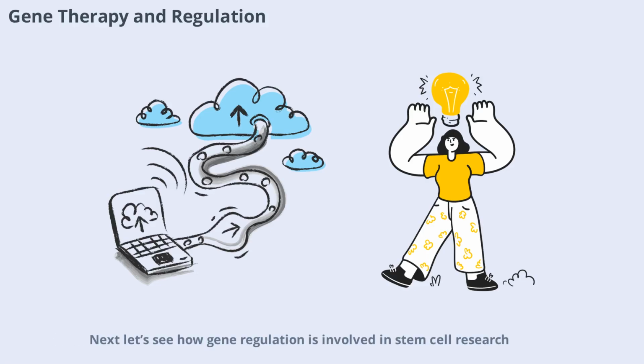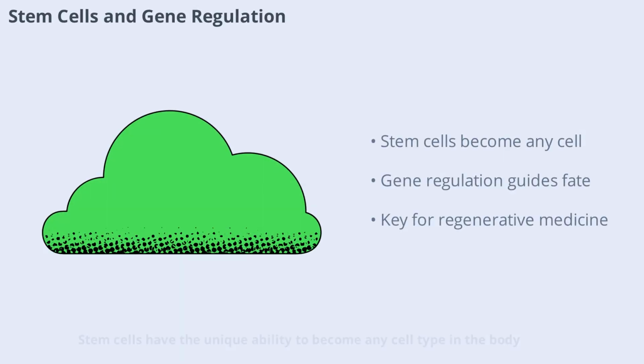Next, let's see how gene regulation is involved in stem cell research. Stem cells have the unique ability to become any cell type in the body. This versatility is controlled by gene regulation. By turning on or off specific genes, stem cells can differentiate into muscle, nerve, or blood cells. Understanding these regulatory networks is key for regenerative medicine and tissue engineering.